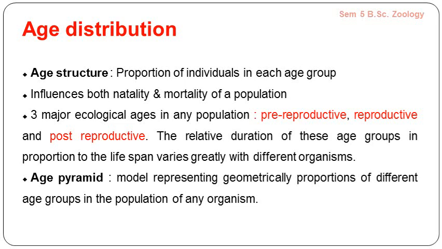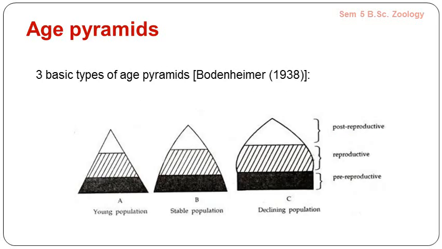So a stationary population is one where all the ecological age groups are almost evenly distributed. These are the three situations where the proportion of these age groups varies. Okay, and the model representing the proportions of these age groups in the form of a pyramid is known as the age pyramid, right? So it was introduced by Bodenheimer.